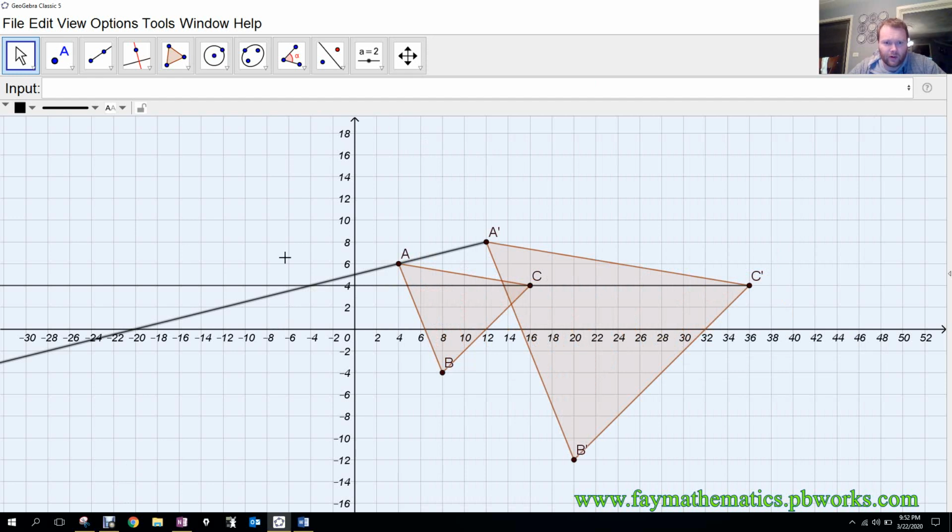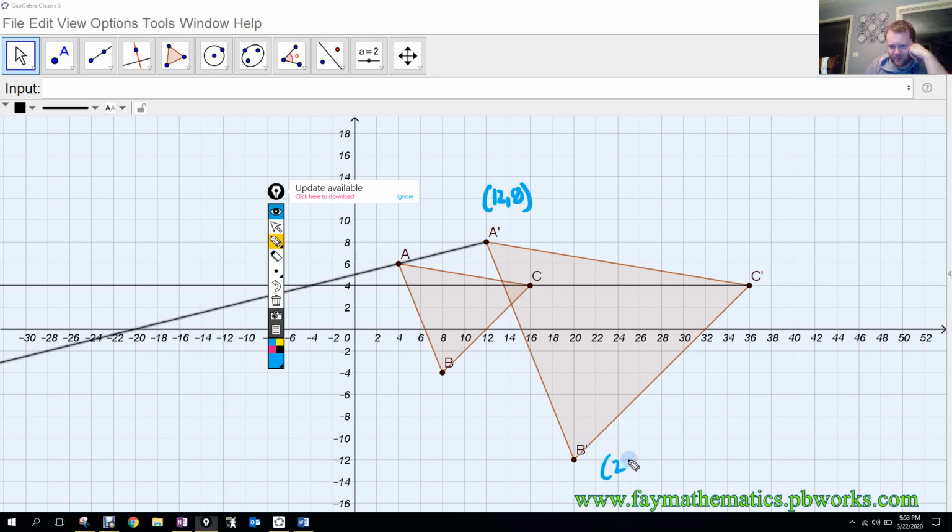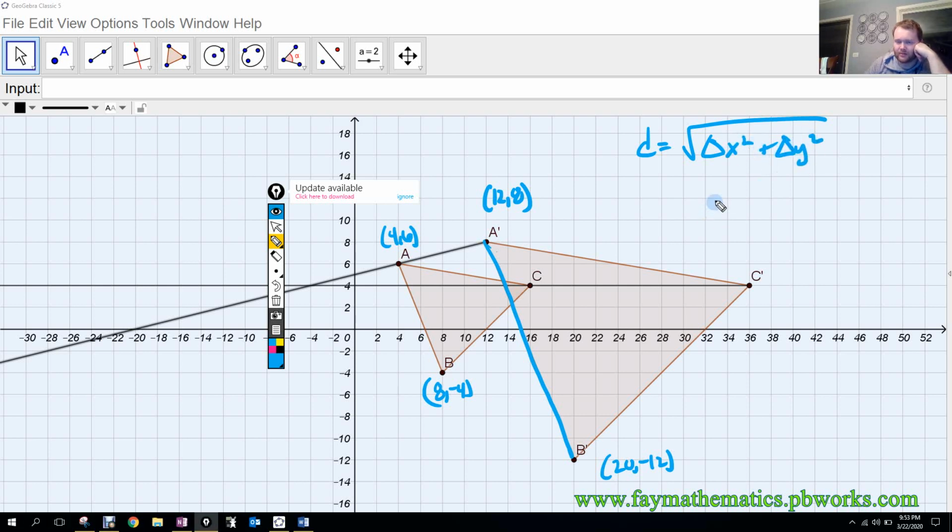Now the next thing I might ask you is, what was actually the scale factor? Algebraically, what you would have to do is find the distance of some respective segments here. So you may have to use the distance formula with this point. So this point's at 12, 8. This point here is at 20, -12. This point here at A is at 4, 6. And this one here at B is at 8, -4. You're going to have to find that distance using the distance formula, where it's the change in x squared plus the change in y squared. So what's that going to be?